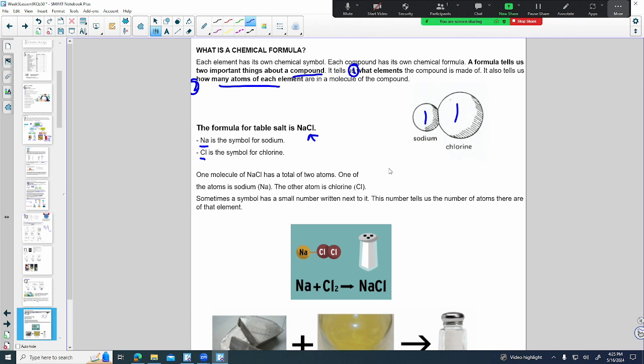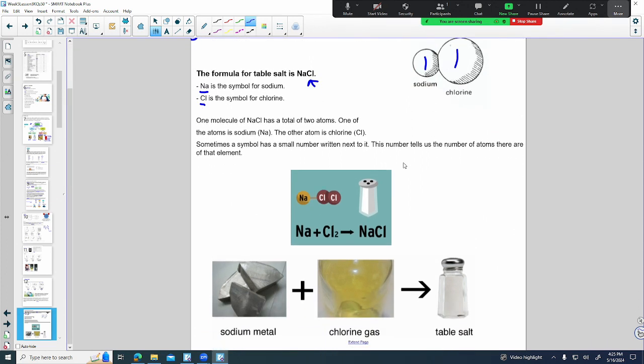So you can see that sometimes a symbol has a small number written next to it. That number tells us the number of atoms there are of that element. So Na plus Cl2, that means there's 2 parts chlorine to make table salt. So sodium metal plus chlorine gas gives us table salt.